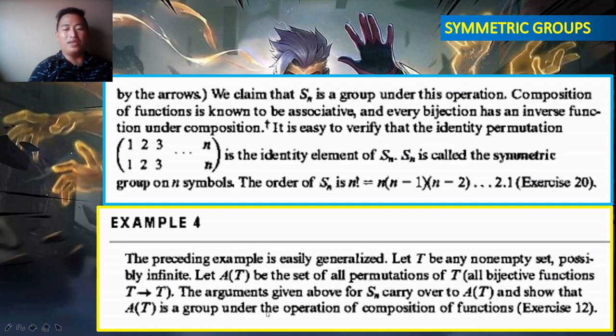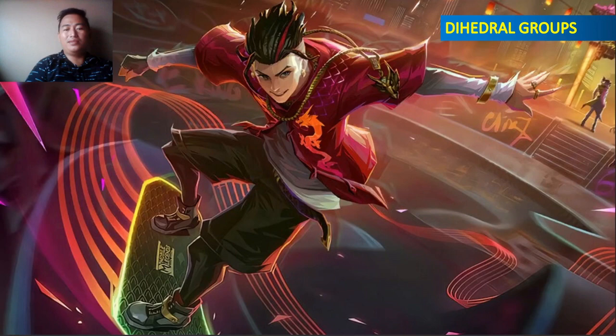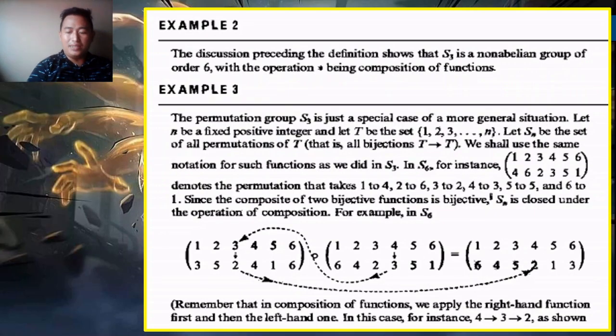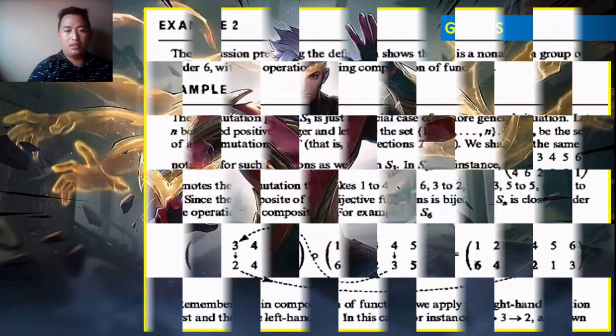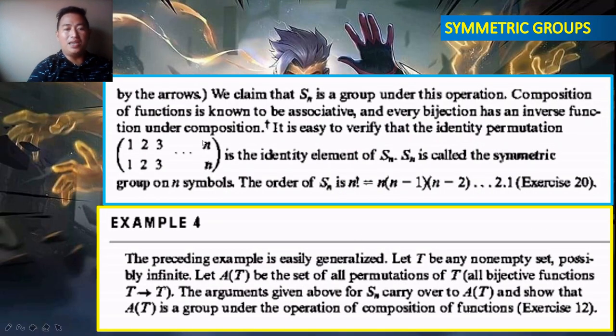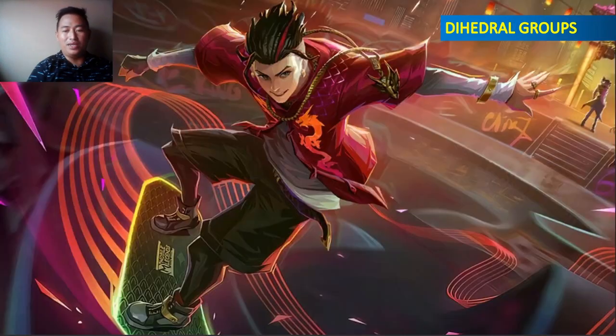So, A of T can be infinite if T is infinite. It is still a group under the operation of composition of functions. This is the generalized form, A of T. Okay? The difference is that with n there is an ending, while with A of T it can be infinite, with no ending number. Okay, so they are paired up in the permutation.